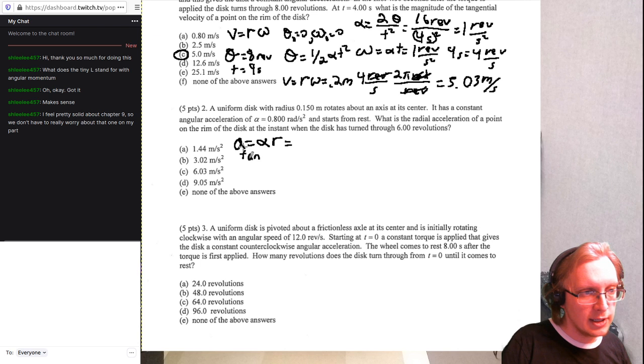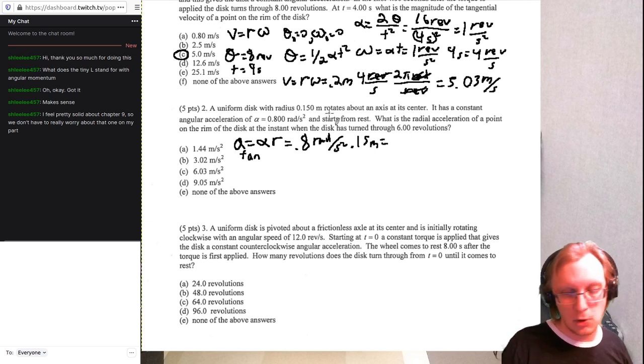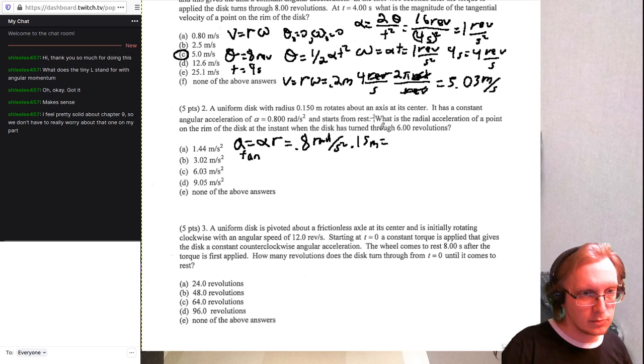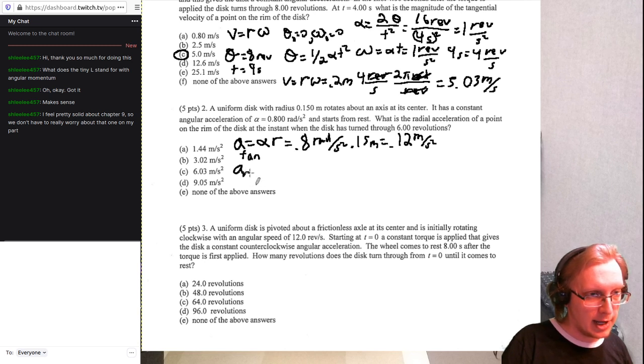Soon. A tangential, which is not the question it's asking for, is alpha, 0.8 rad per second squared, times the radius of 0.15 meters. Radius again is unitless, which leaves us with 0.15 times 0.8, 0.12 meters per second squared. That's not what the question's asking for, and it really should have that as one of the answers. Oh well.